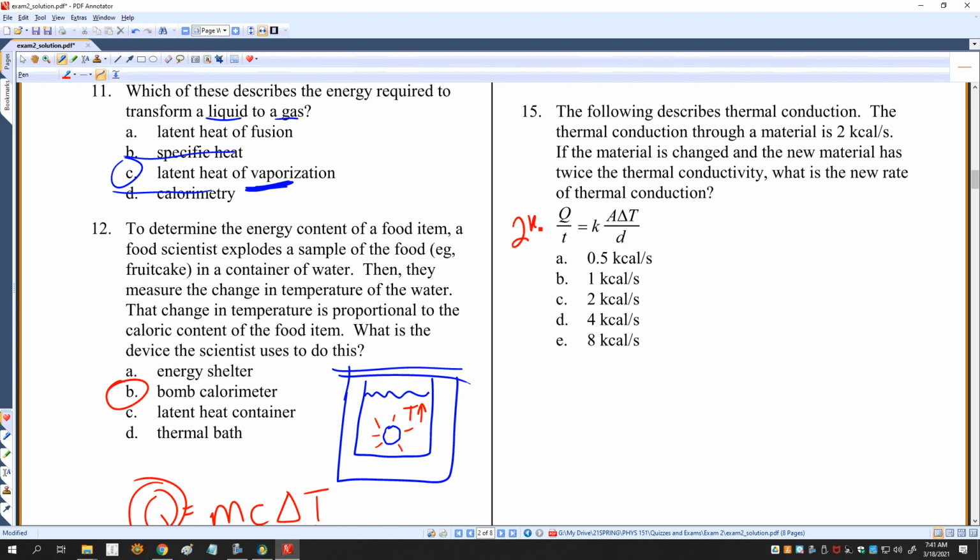Okay, the following describes thermal conduction, and I'm told that it's 2 kilocalories per second. So this is 2 kilocalories per second. What happens if the new material has twice the thermal conductivity? So if I double this value, that means I have to double this value, so that would make it 4.